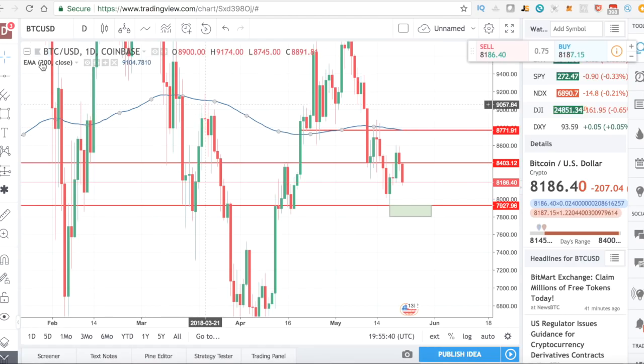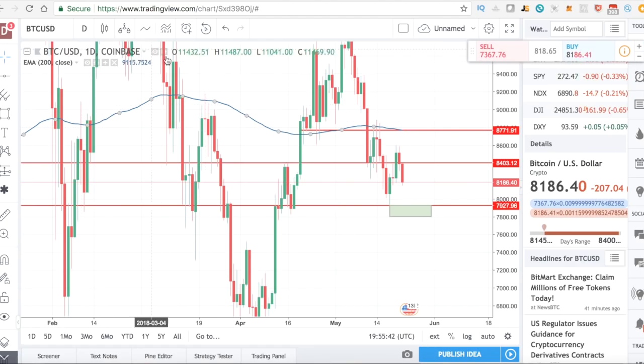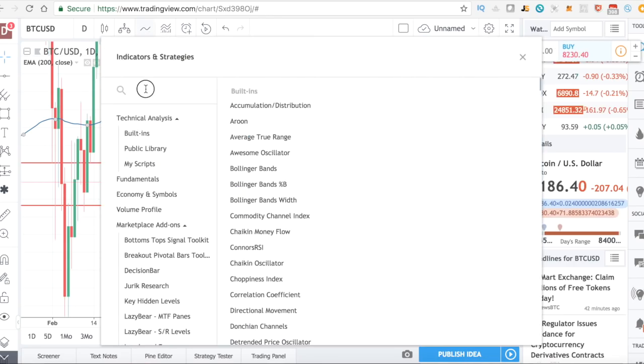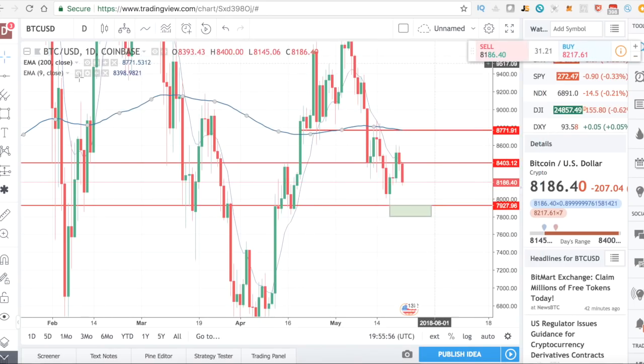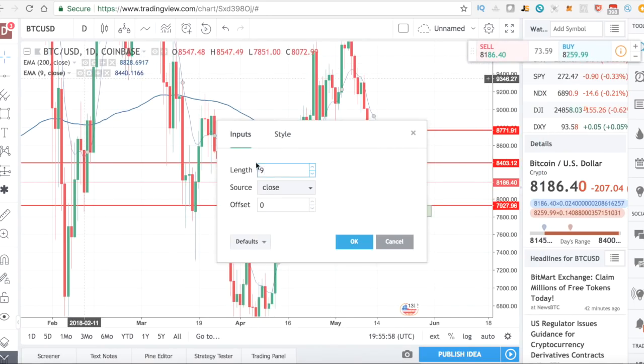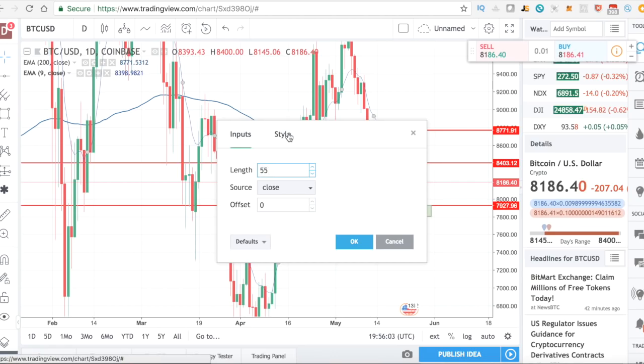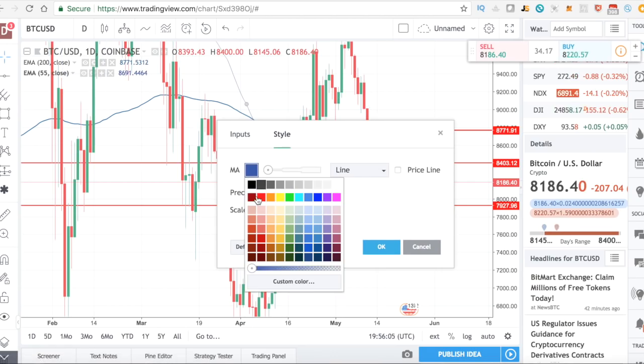Now, guys, this is not the only one. This is just one of the popular ones. People like to use the 150. They like to use the 55, and they also like to use simple moving averages. That just depends on your trading strategy. Okay, so let's just put the 55 so you guys could see the difference between both of them. I'm gonna put this one as red.